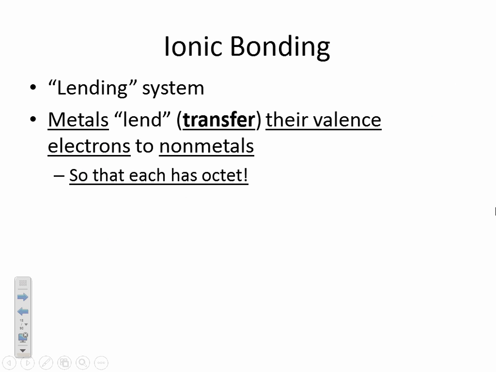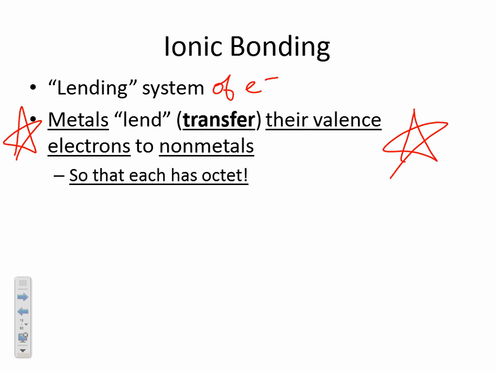So what happens in ionic bonding? We can sort of think of it like a lending system of electrons. The elements that are involved in ionic bonding don't have a full octet, but they realize that if they transfer their electrons from one to the other, then each of them can get an octet. And this is a huge, super important point, so you want to make all kinds of stars and circles next to it because it's a really big idea.